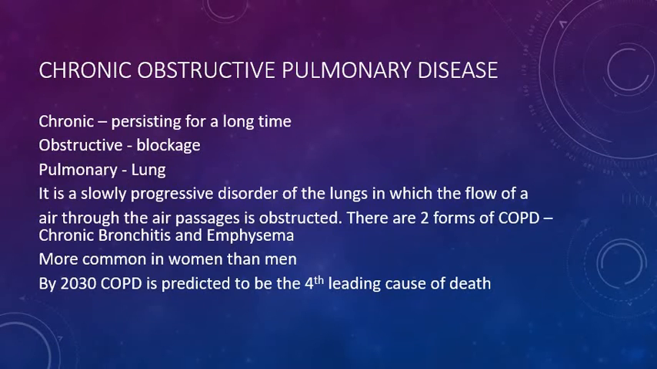Let's begin with describing the term. Chronic means persisting for a long time, obstructive means blockage, and pulmonary stands for lung. It's a slowly progressive disorder of the lungs in which the flow of air through the air passages is obstructed. Now there are two forms of COPD, chronic bronchitis and emphysema. Chronic bronchitis is the initial stage and it's a milder form of the disease where there is only mild inflammation and narrowing of the air passages, whereas emphysema is a more serious form of the illness.